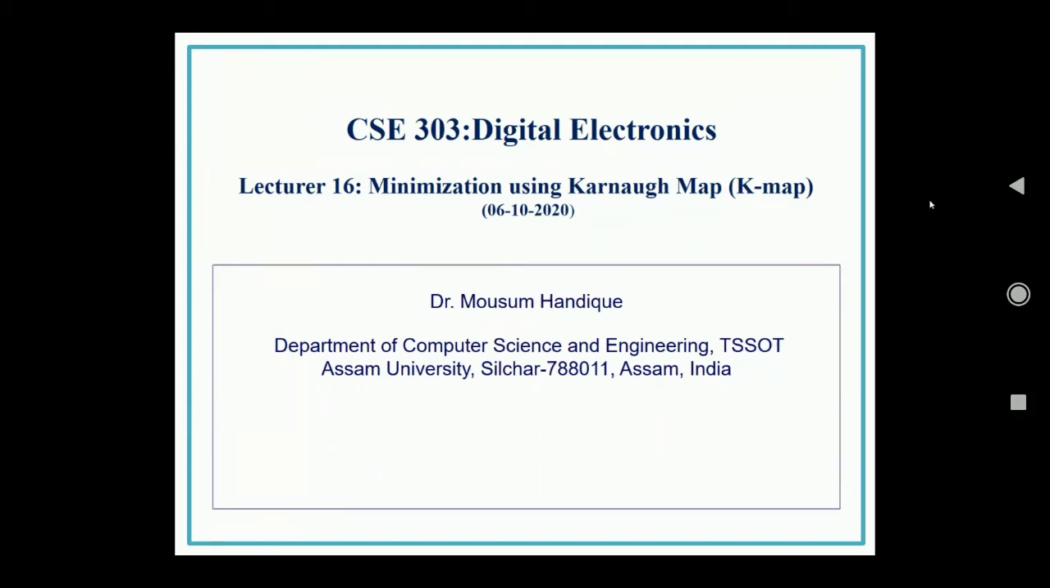Able to fulfill the properties of a functionally complete or universal gate, and how we can design the NAND gate, AND gate, OR gate with the help of NAND gate, or directly convert to the NAND gate or NOR gate. That particular part we are discussing. Now, before going to design the combinational circuit, we know the minimization technique.